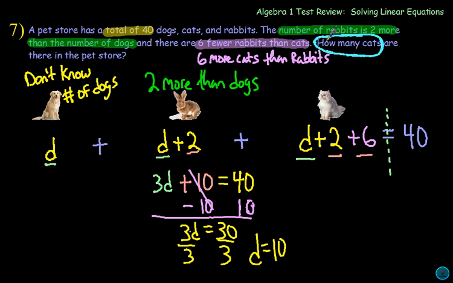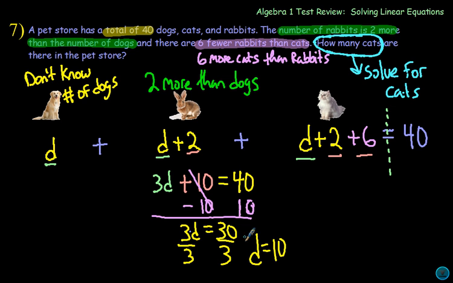All right, so how many cats? Well, what that means then is I'm actually going to solve for C, or I'm sorry, not C, but we're going to solve for cats. Because remember what D stands for. D stands for dog. We're not looking for how many dogs. We're actually trying to solve for how many cats.